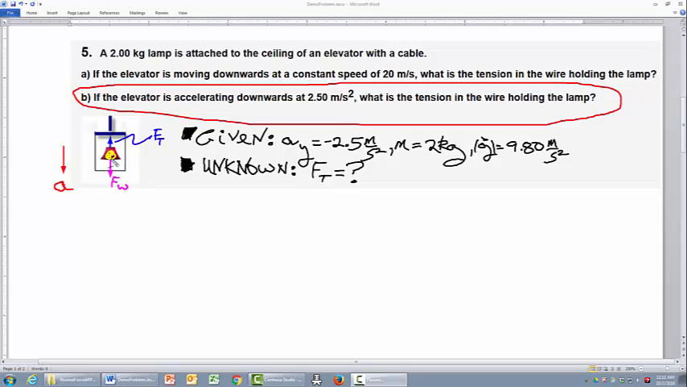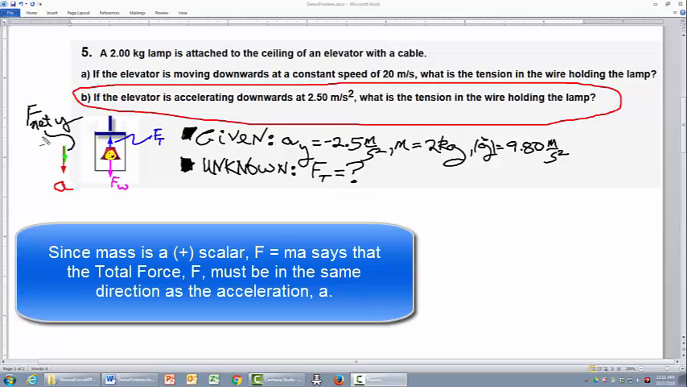Along an axis, and this is a y-axis problem, the direction is given by the sign. The acceleration is in the negative y direction. The mass is once again 2 kilograms, and the magnitude of the acceleration of gravity is 9.80 meters per second squared. It is also negative because it acts downwards. Recall that Newton's second law says that the total force must act in the direction of the acceleration. Since the acceleration is in the negative y direction, the net force in the y direction must also be negative.